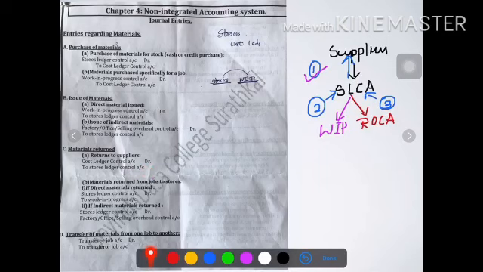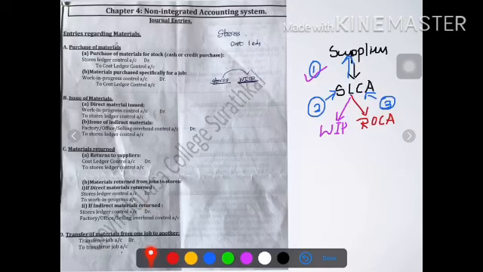The next case is when the materials are returned from job to stores, that is the second one. If it is a direct material, who is the receiver? Stores ledger control account. And who is the giver? Work in progress control account. Therefore, the entry becomes stores ledger control account debit to work in progress control account.